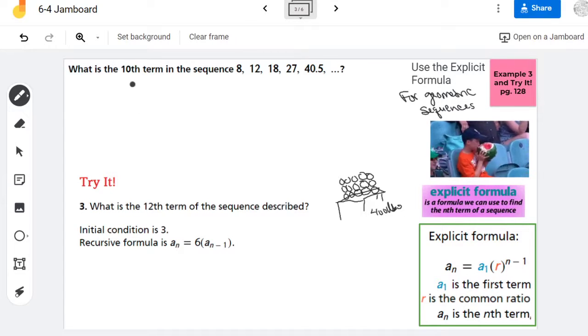Okay, so I'm going to find a term number that I want, in this case the 10th term, for example, but I don't want to have to actually calculate that 10th term. I'm going to explicitly search for it.